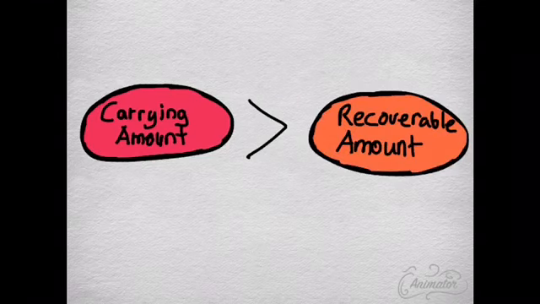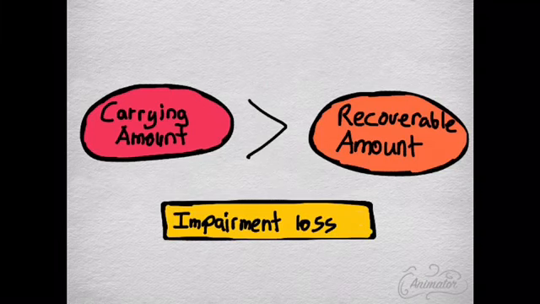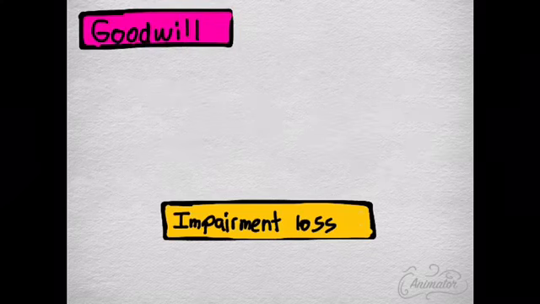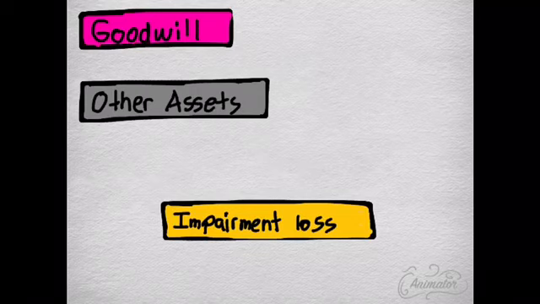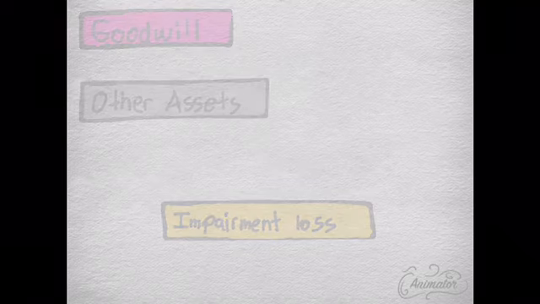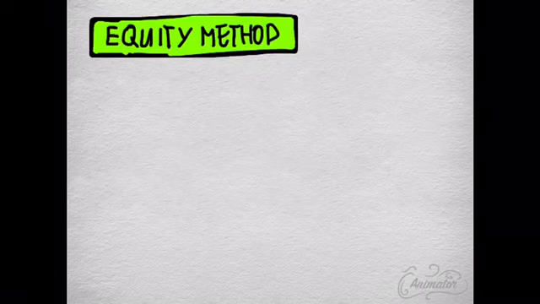If the carrying amount is higher than the recoverable amount, then we would recognize impairment loss. So where is the impairment loss charged? First, it would be charged to goodwill, the full amount of goodwill. If the goodwill is already exhausted, then it would be charged to other assets proportionate to the amount of their balances.